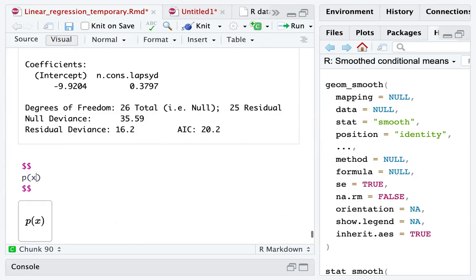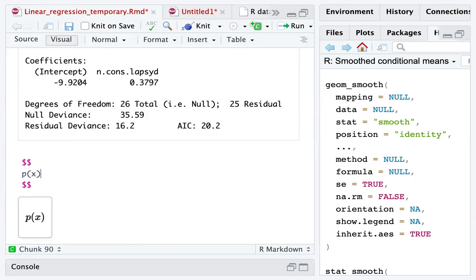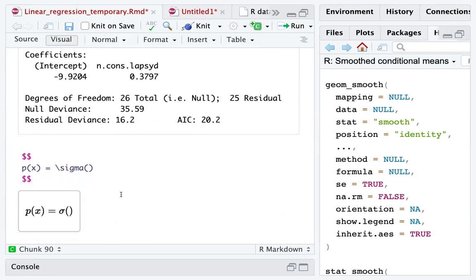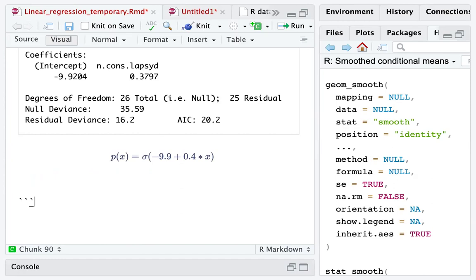P of x is equal to the sigmoid function of beta 0 plus beta 1 times x, so of minus 9.2 plus 0.38, so 0.4 x. Which we can plot actually, so let's check that it's the same plot.